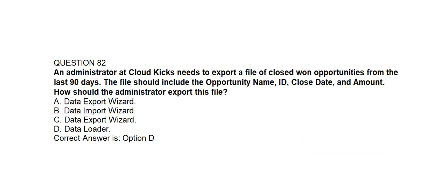Question number 82. An administrator at CloudKicks needs to export a file of closed-won opportunities from the last 90 days. The file should include the opportunity name, ID, close date, and amount. How should the administrator export this file? Option A. Data export wizard. Option B. Data import wizard. Option C. Data export wizard. Option D. Data loader. Correct answer is option D.